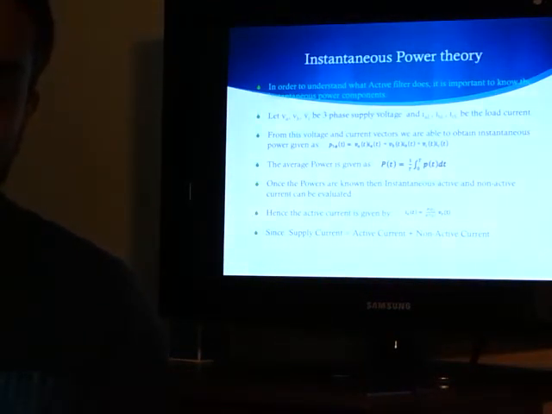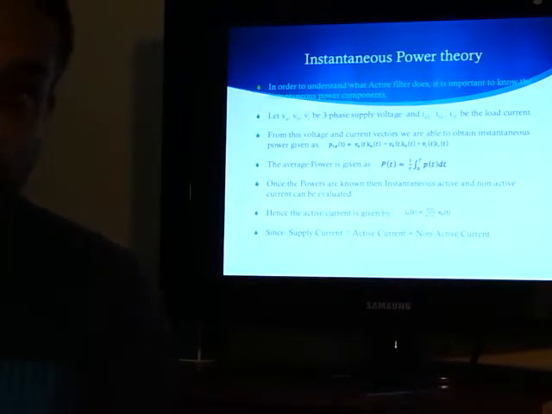But in order to really understand what it does and why it gives you those compensating currents, understanding instantaneous power theory is very important.